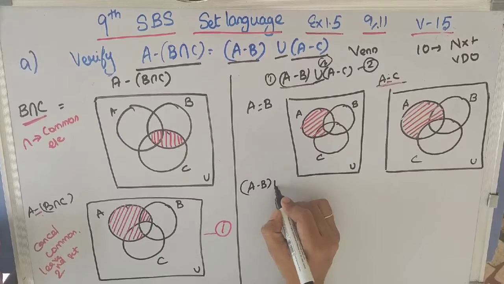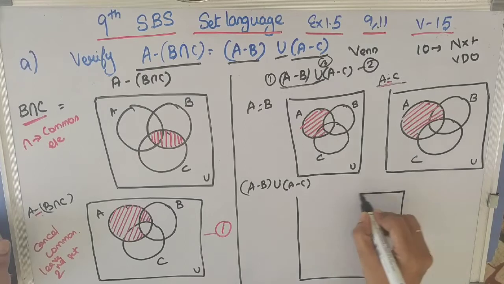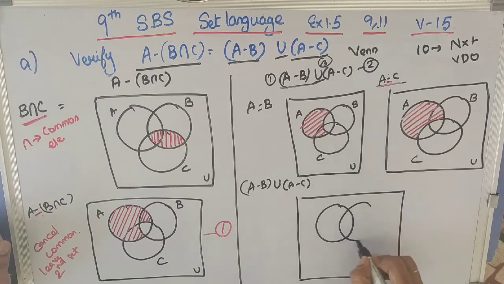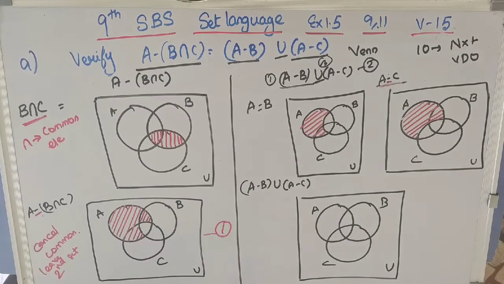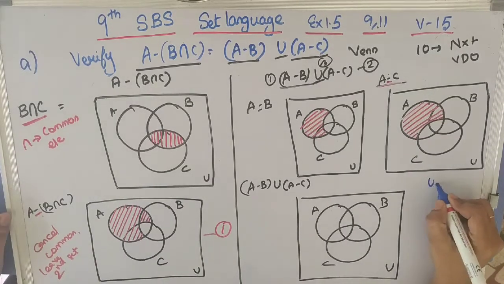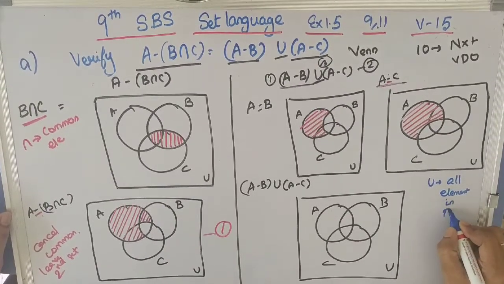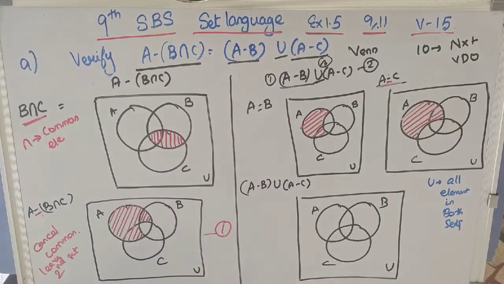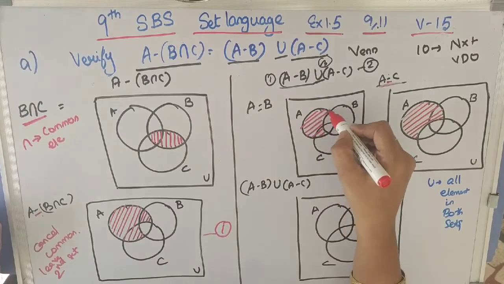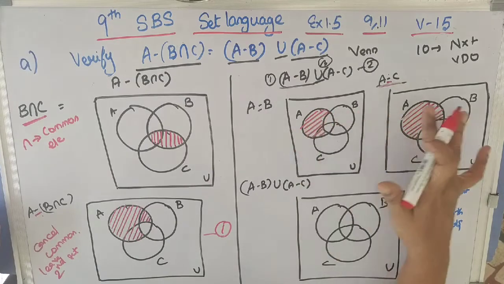Clear? Now we have to find the union between A difference B and A difference C, isn't it? So I am going to draw sets A, B and C within the universal set U. Now here in A difference B and A difference C, what is a common part? First, what is union? Union means all the elements in both the sets. We have to cover all the elements in both the sets. Now in A difference B and A difference C, there is some part common. First we have to shade that.